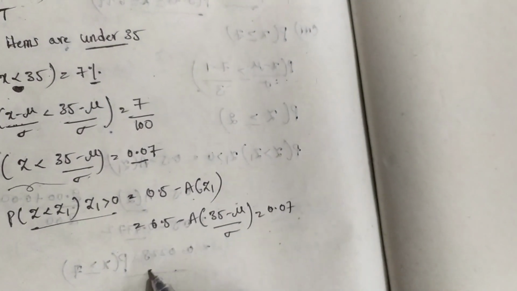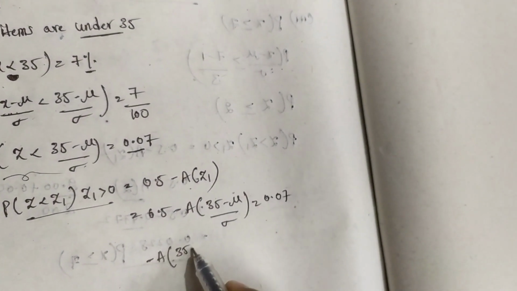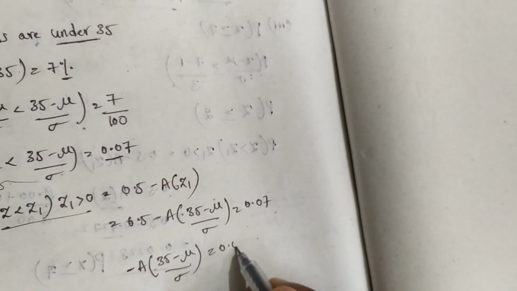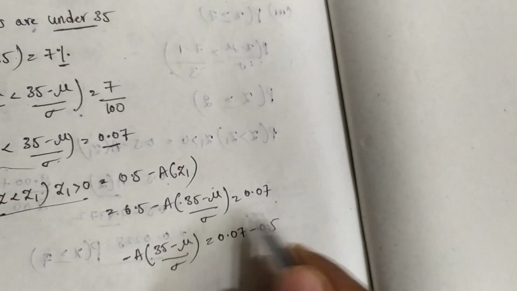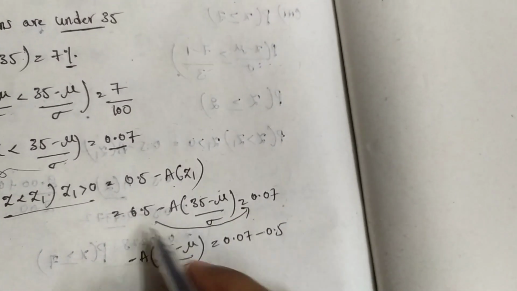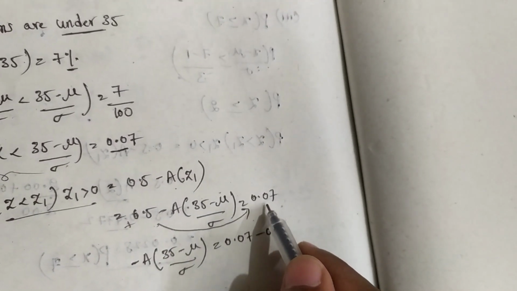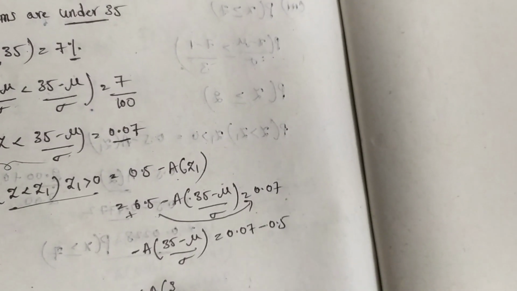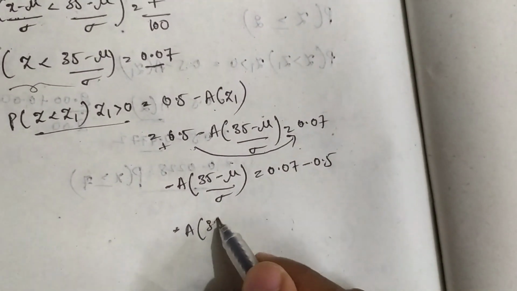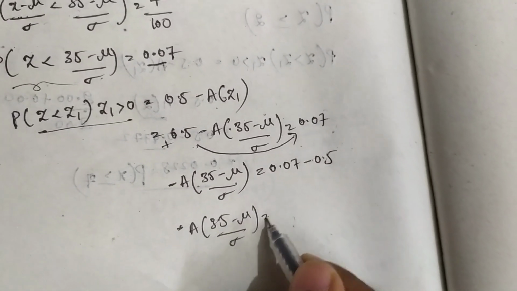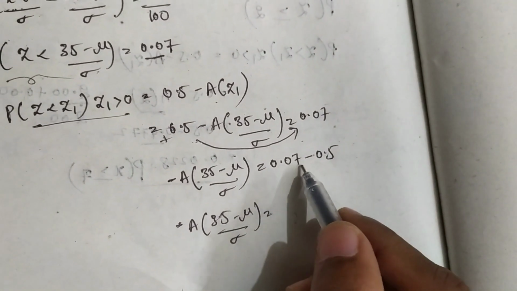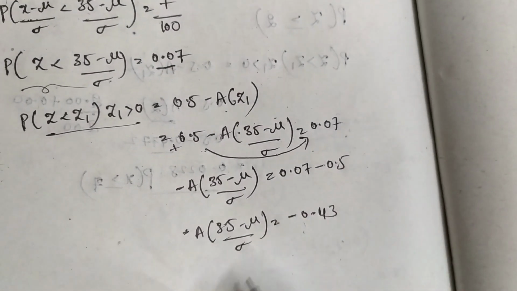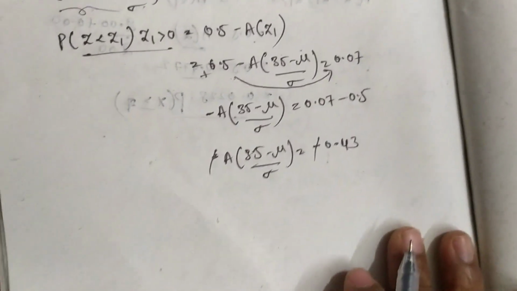Here 0.5 minus A of (35 minus mu) by sigma equals 0.07. Transferring to the left side, the plus becomes minus. That is minus A of (35 minus mu) by sigma equals 0.07 minus 0.5, that is minus 0.43. Here the minus gets cancelled.